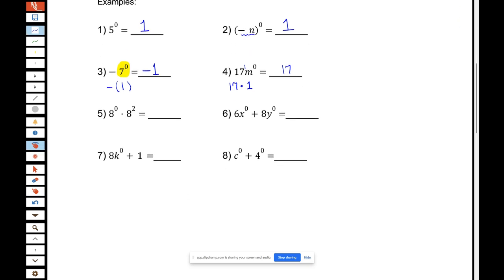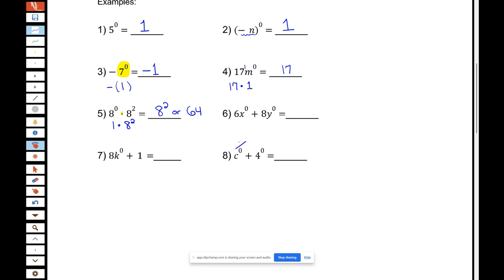On number 8, 8 to the 0 is 1. 8 squared is 8 squared, or 64. So 1 times 8 squared would be 8 squared, or you could evaluate and say 64. Another way to look at this is you can use your rule for multiplication that says you add the exponents. You would still get a 2. 0 plus 2 is 2, so you would still get the same answer.